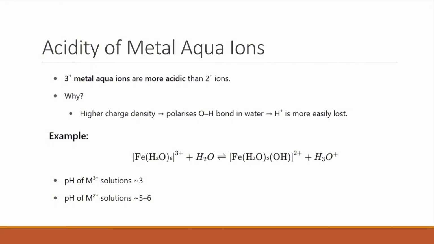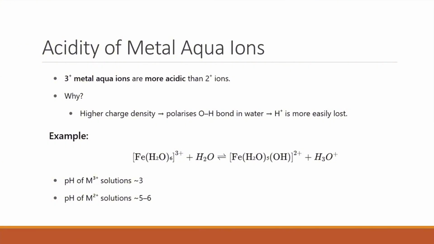First of all, these metal ions are slightly acidic. The acidity comes from the ability of these metal ions, or the aqua ions, to donate protons from the water ligands to the solution when they are dissolved in water, to form H3O+ ions. So we have 3+ metal ions and 2+ metal ions. The 3+ metal ions are more acidic than the 2+ metal ions. We are talking about the aqua ions here.